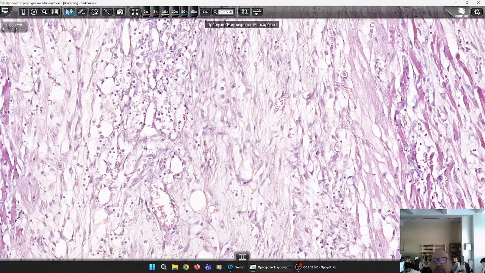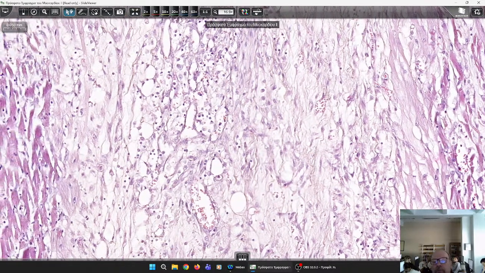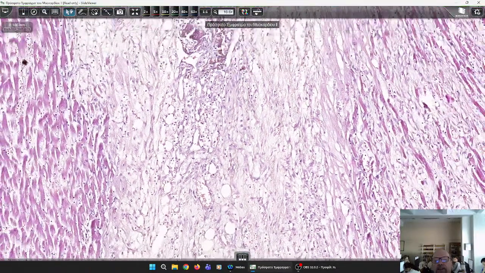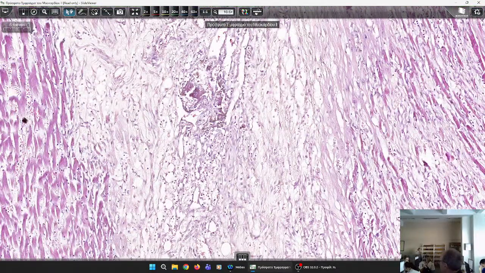depositing these fibers. So, can you identify this tissue, which is the consequence of the organization of the previous slide we saw? That means we had the neutrophils, then we had the macrophages. So this is granulation tissue formation.